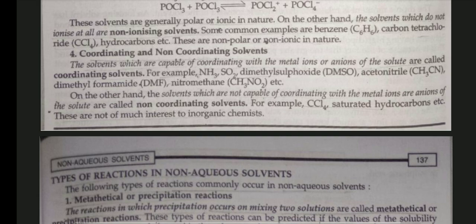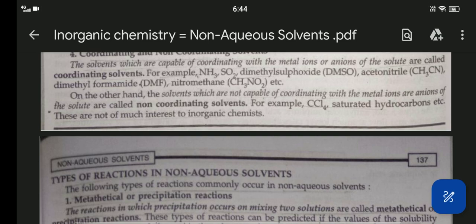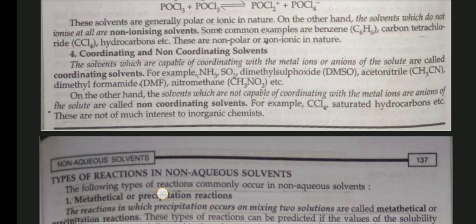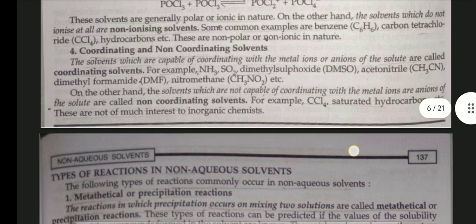For example, NH3, SO2, dimethyl sulfoxide DMSO, acetonitrile CH3CN. On the other hand, the solvents which are not capable of coordinating with the metal ions or anions of the solute are called non-coordinating solvents. For example, CCl4, saturated hydrocarbons. These are not of much interest to inorganic chemists.